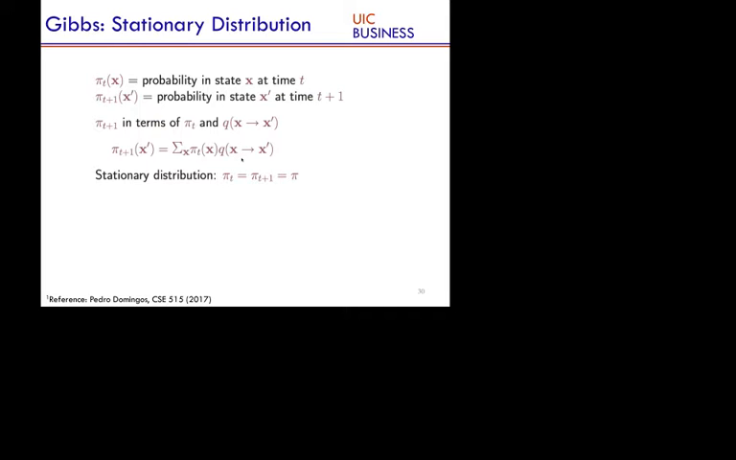So this is how you would get a stationary distribution if this is true, if pi t is equal to pi t plus 1. The condition is that a stationary distribution is required in order for Markov chain sampling methods to work. We want the stationary distribution to exist and to be equal to our target distribution, which is p of x.